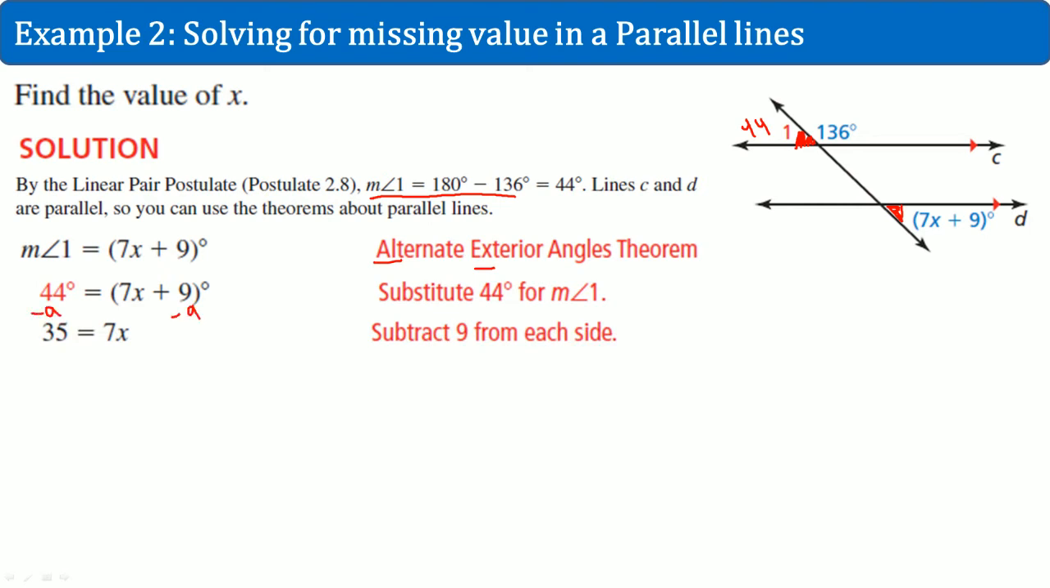You get 35 on the left hand side. You get a 7x on the right hand side. Divide by 7 to both sides. Divide by 7. You will get x is equal to 5. So we could say x is equal to 5.